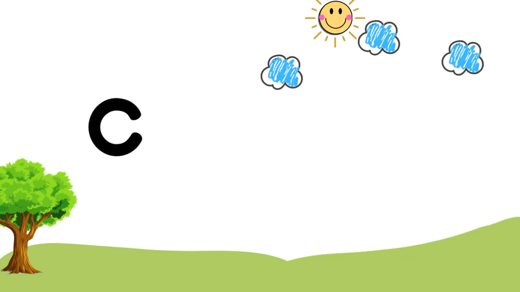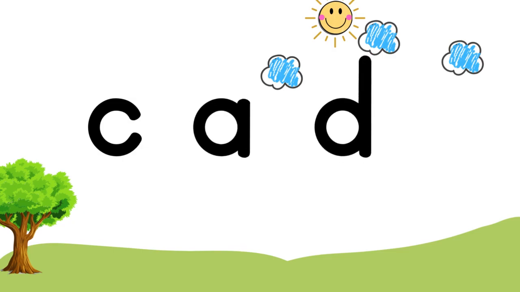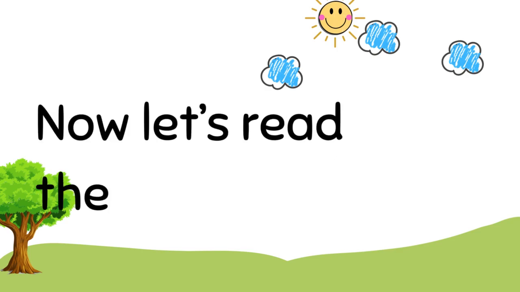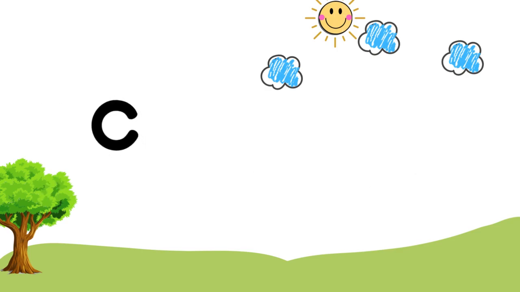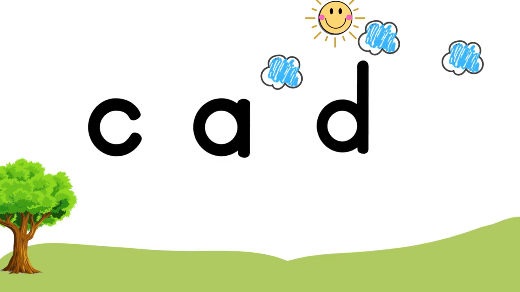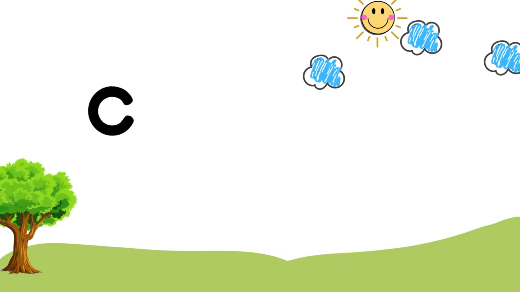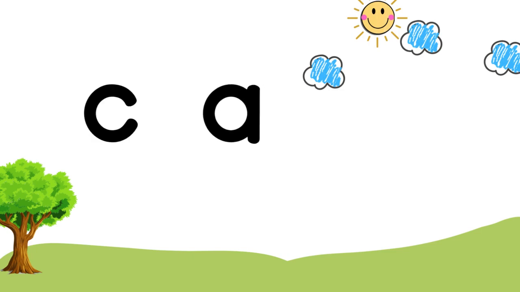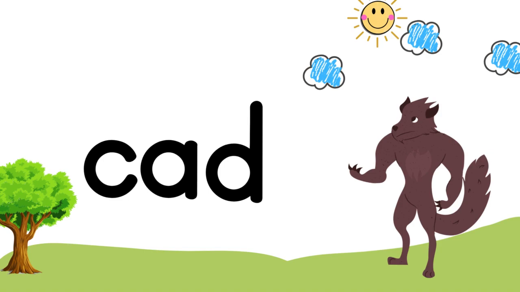C, K, C, K. A, A. D, D. Now let's read the sounds together. K, K, A, A, D, D, K, A, K, A. Ca, ca, D, ca, cad, cad.